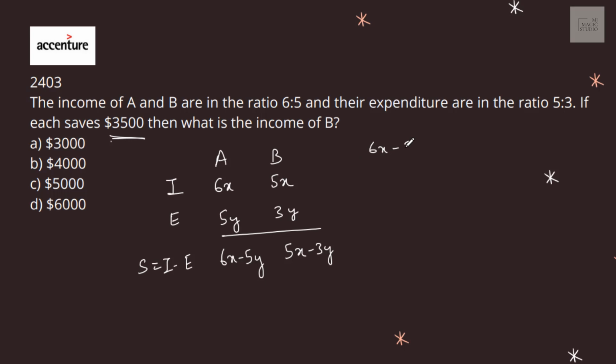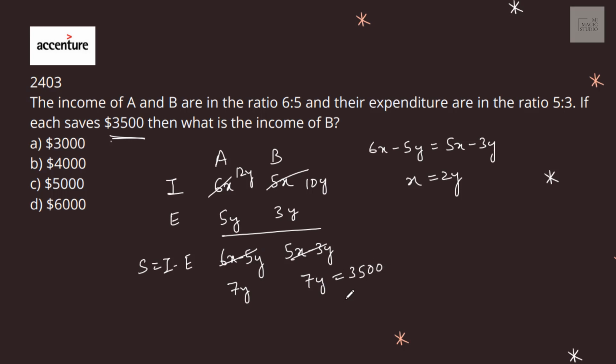That means 6x minus 5y equals 5x minus 3y. That means x is equal to 2y. So I can say A's income, x is 2y, that is 12y, and B's income is 10y. 12 minus 5 is 7, so 7y saving. Here also 7y saving. And 7y is equal to 3,500 given. The value of y is 500.